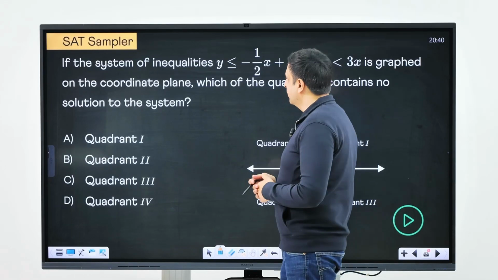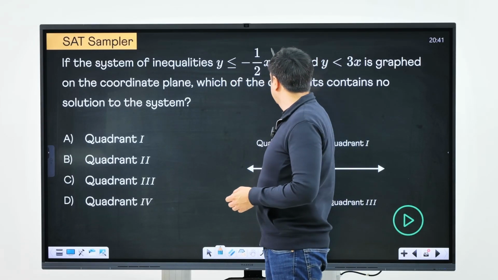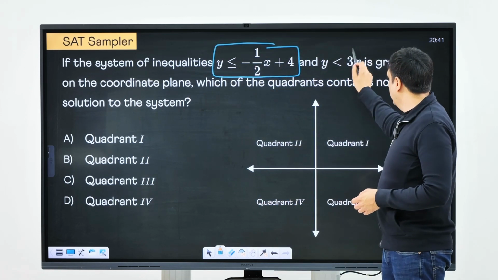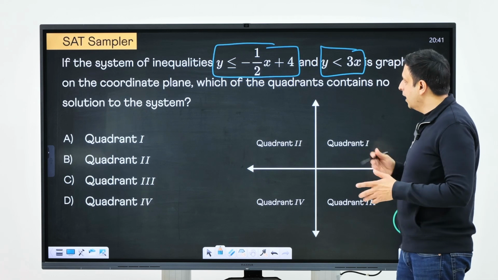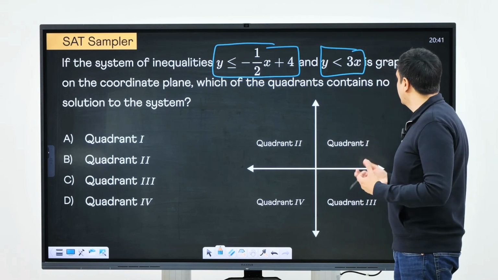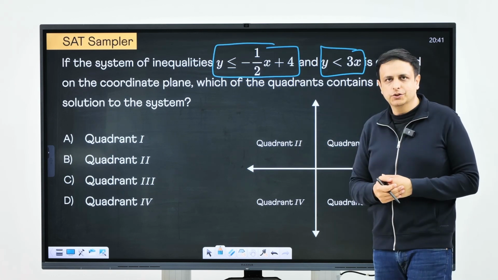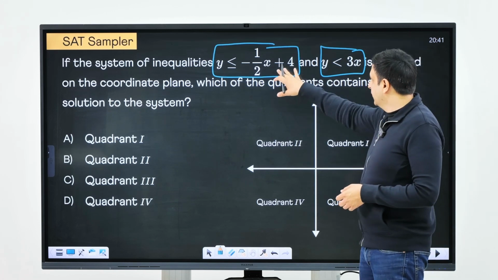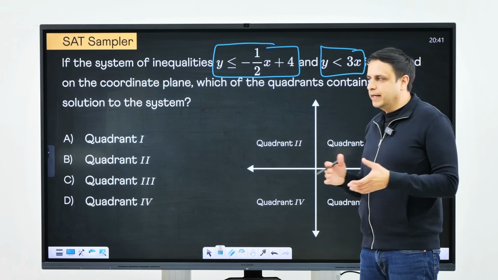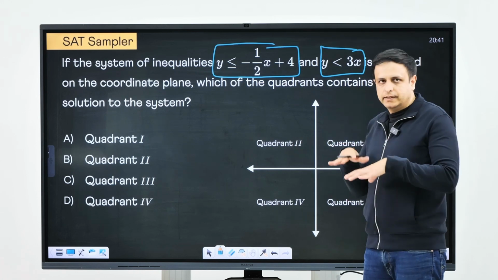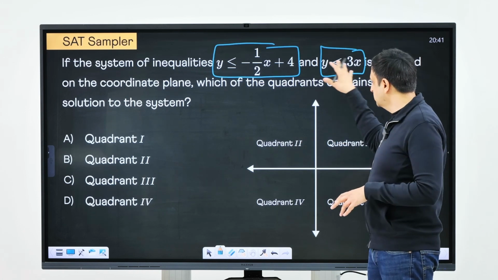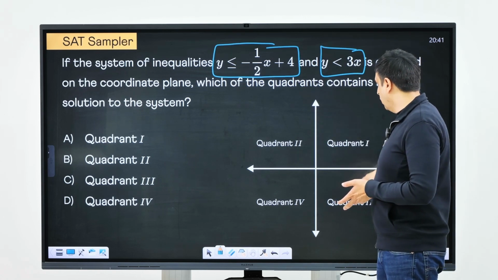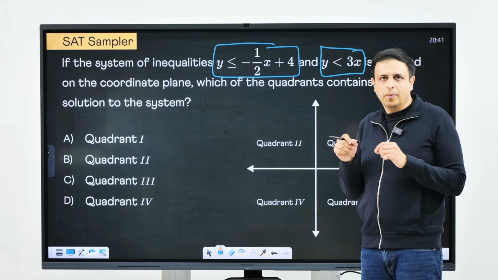Our next SAT sampler says if the system of inequalities y less than or equal to -1 over 2 x plus 4 and y less than 3x is graphed on the coordinate plane, which of the quadrants contains no solutions to the system? So what does this problem really mean? For each of these inequalities, we would get a half plane as our solution, and then the intersection of the 2 half planes would be the solution for the system. And all we need to do is find out which quadrant has no point in that common region.